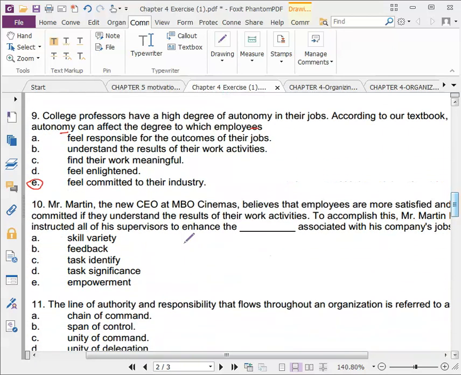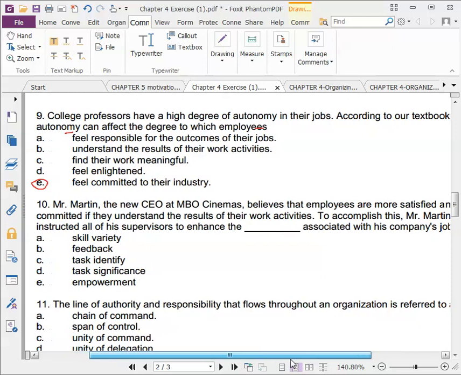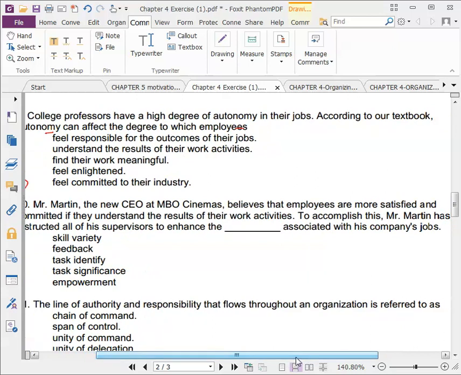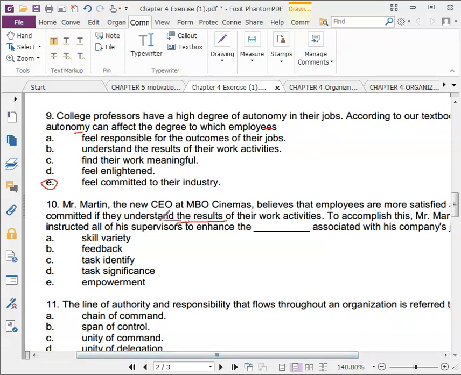Okay, number 10. Mr. Martin, the new CEO at MBO Cinemas, believes that employees are more satisfied and committed if they understand the result of their work activities. To accomplish this, Mr. Martin has instructed all of his supervisors to enhance what? To help them understand the result of their work activities associated with the company's jobs. What is the correct answer for understanding the results? Is it skill variety, feedback, task identity, task significance, or empowerment? Which is the correct answer?